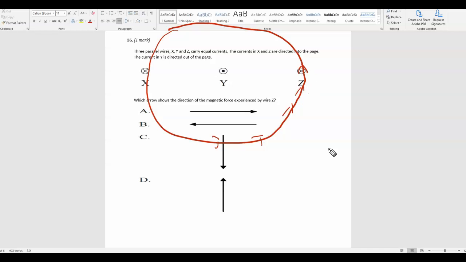Okay, so at position C, notice that field would be going straight up. Okay, we're asked about the direction of the force on wire Z, so now we switch back to right-hand rule number 1. We put our pointer finger into the page, we put our middle finger up, and now our thumb represents the direction of the force, which should be to the right. Okay, so the answer to 16 is A.